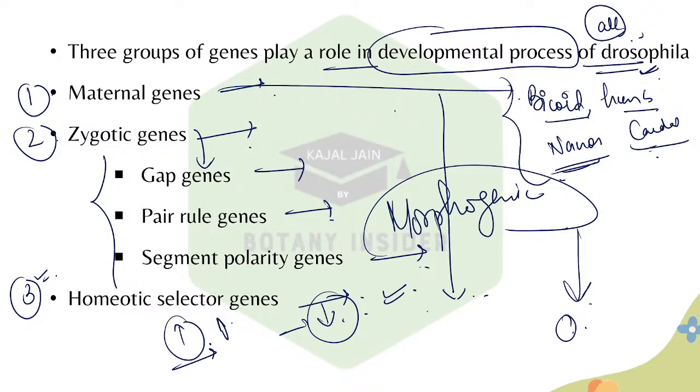Then you have zygotic genes. In the zygotic genes also, first the gap genes get activated, then pair rule, and then the segment polarity genes. The segment polarity genes then activate the homeotic selector genes. In the homeotic selector genes also, you have two main groups of genes. Ultrabithorax is there, then antennapedia, then ultrabithorax 1, ultrabithorax 2, etc.